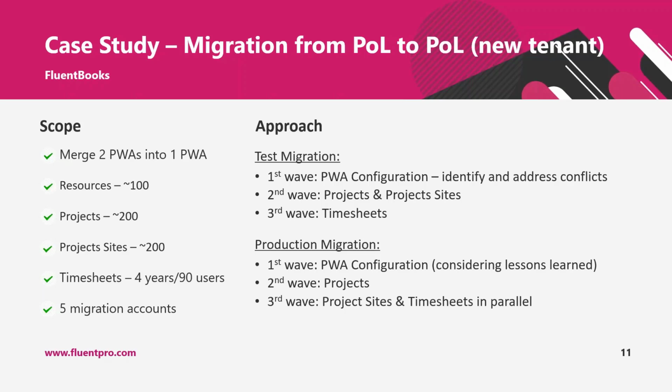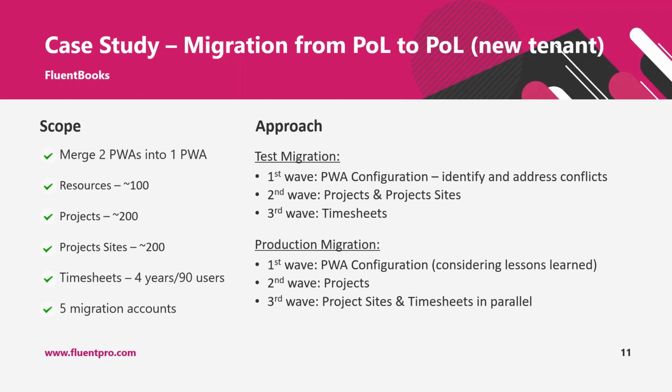For example, if you have EPTs with the same names in your two source PWAs, and if they have the same settings, it is fine. You can use just one EPT in your target system. But if these PWAs have different settings, then this issue will need to be addressed. Or for example, if you have resources that are part of both PWAs, like they work on projects.